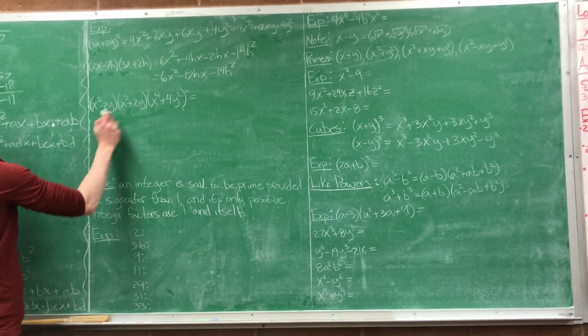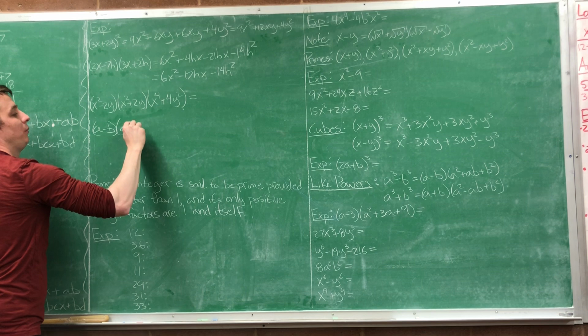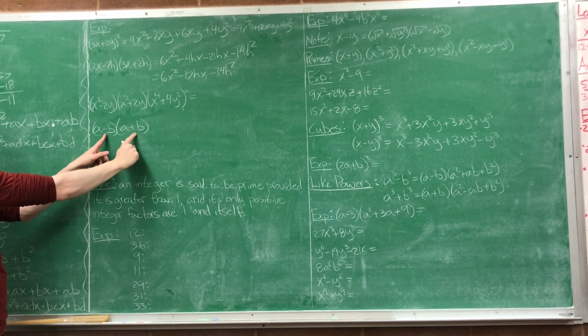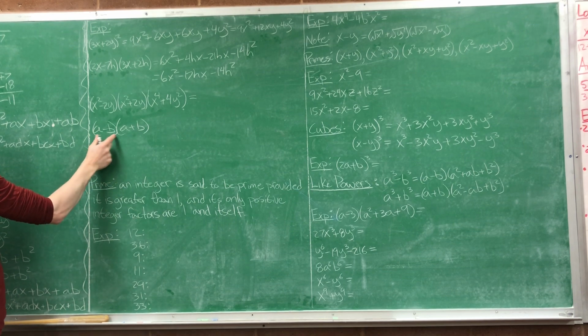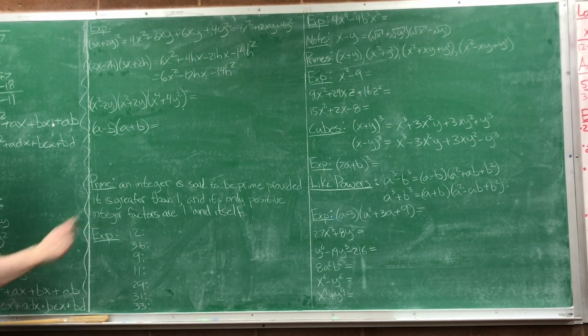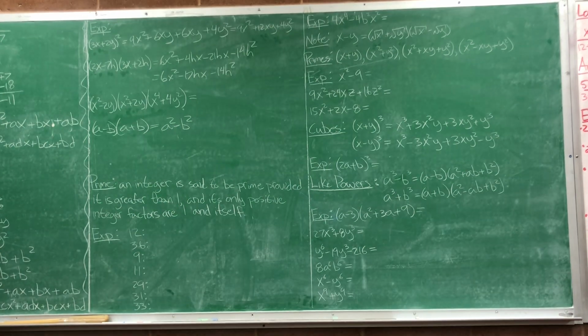What is it? Notice that this has a form: we have a minus b times a plus b. Those 2 are the same. Those 2 are the same. The only difference is a sign there. What is a minus b times a plus b equal to? It's equal to a squared minus b squared. That's a difference of squares. That's right. Looking back over here, I told you, this one comes up super frequently, all the time.